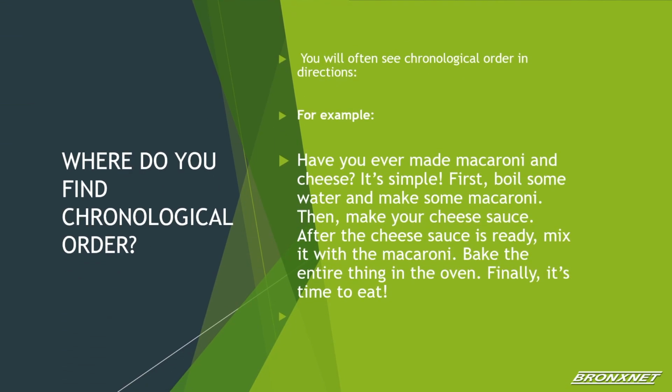Now, where do you usually find chronological order? You will often see chronological order in directions. For example, have you ever made macaroni and cheese? It's simple. First, boil some water and make some macaroni. Then, make your cheese sauce. After the cheese sauce is ready, mix it in with the macaroni. Bake the entire thing in the oven, and finally, it's time to eat.